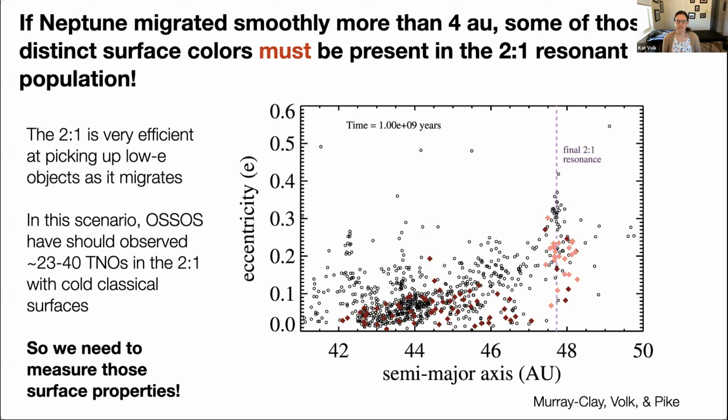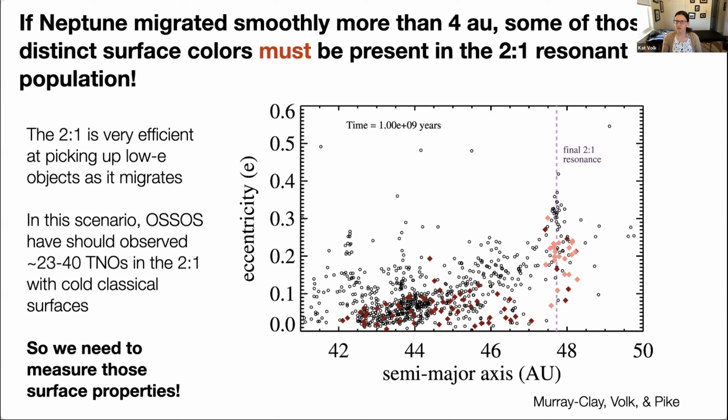So we can use the OSSOS survey simulator and say, okay, from this simulation, OSSOS should have observed between 20 and 40 objects in the 2-to-1 resonance that have surface properties similar to the cold classical population. So that's a very robust test, and we can repeat this test for all sorts of different migration scenarios and say, this is how many objects we should have seen in the 2-to-1. And then we can expand it to the other resonances.